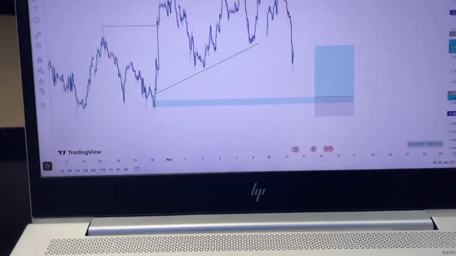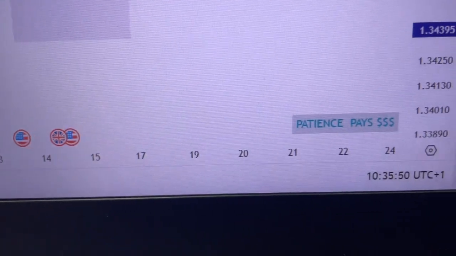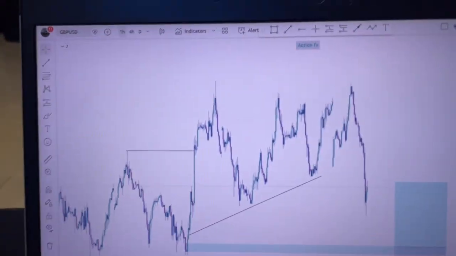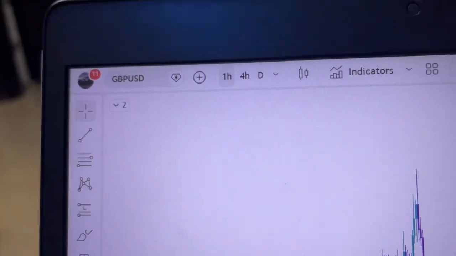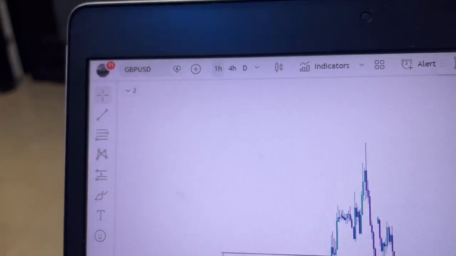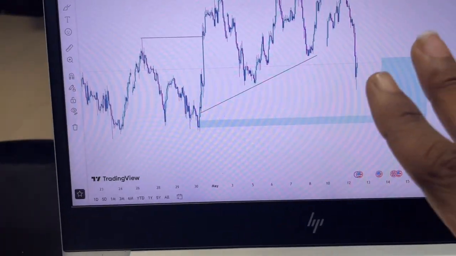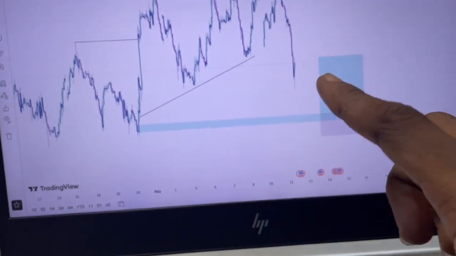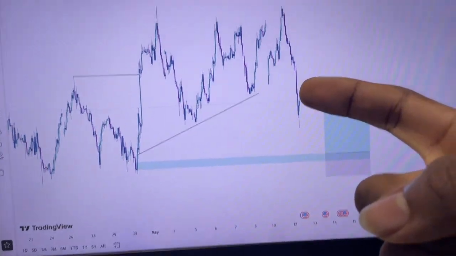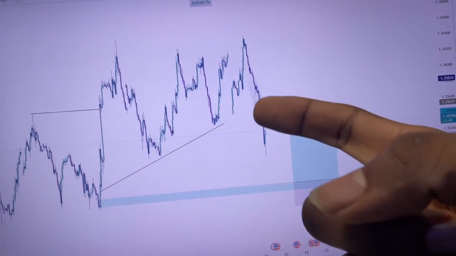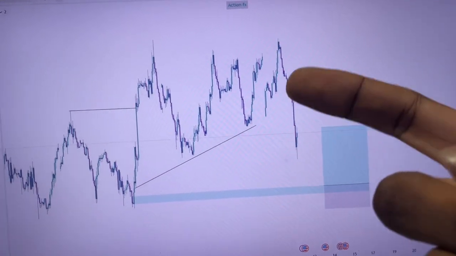All right, not really much, and the time is actually 10:35 a.m. on Tuesday. So this is just a quick update on the GBP USD opportunity I showed in my previous video. This is what has happened, and as you can see, price sold massively to the downside today.